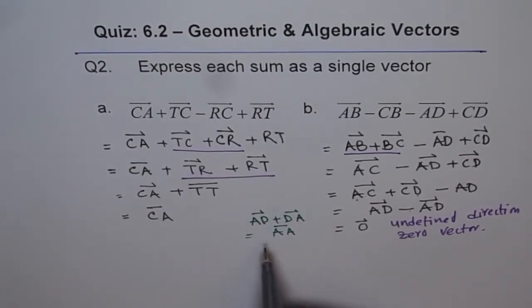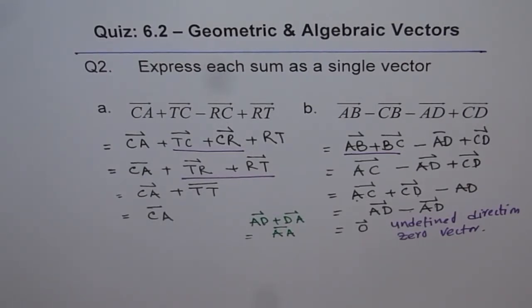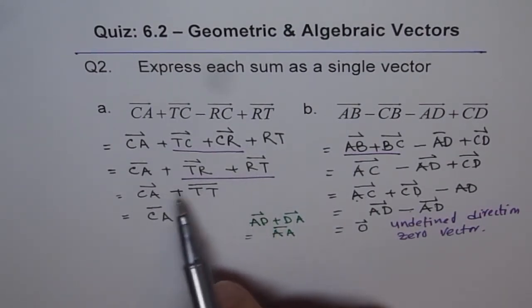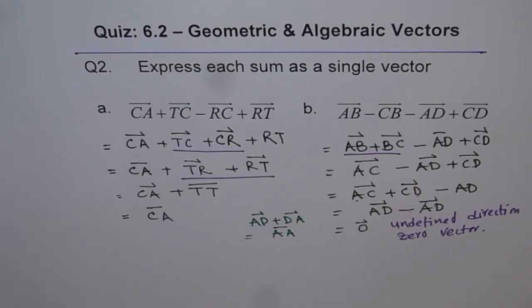A to A, just as T to T. So A to A is a 0 vector, with the starting and ending point being the same. So you treat it as a 0 vector in all such expressions, okay? Vector additions and subtractions. That is an important thing to understand from question number 2, both the examples.